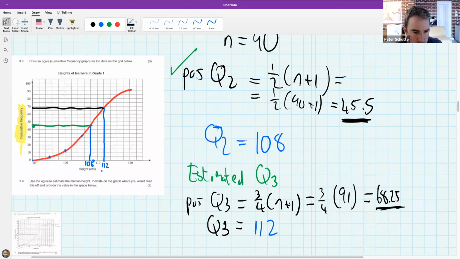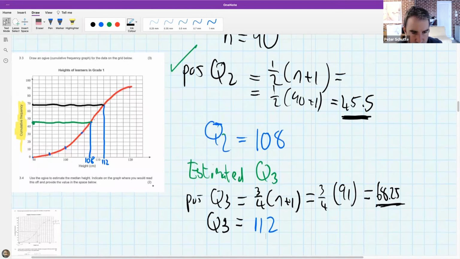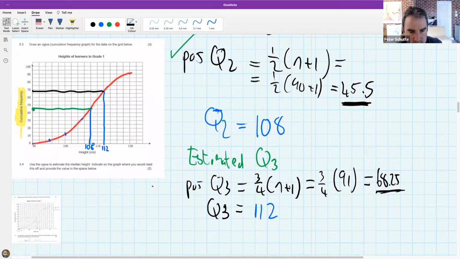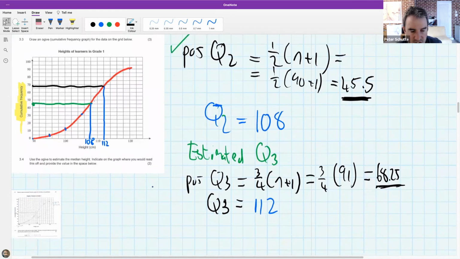So let me just show you one last question that's very common. Sometimes they say to you, use the ogive to find the 80th percentile. So instead of finding Q3, you have to find P80, or let's make it P90.